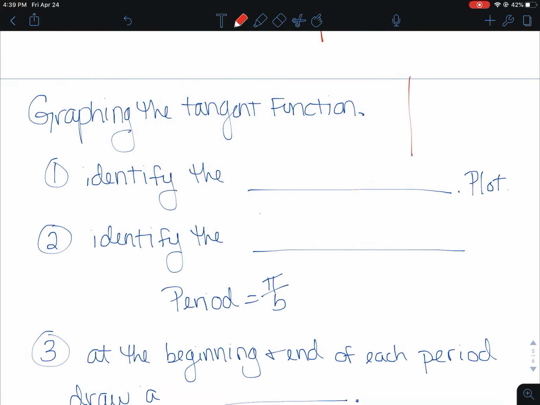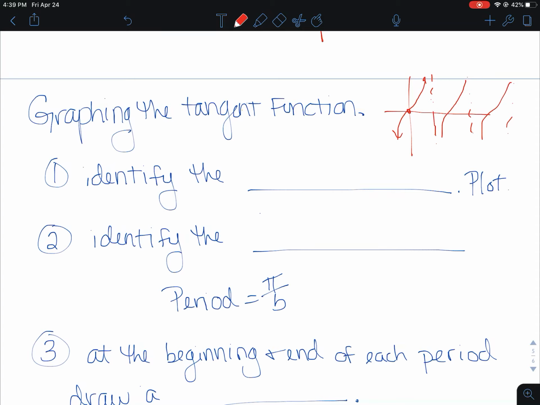So remember the tangent function, if we're looking at the parent function, it looks like a cubic function and then has asymptotes separating each one. So that's what we're going to be drawing.